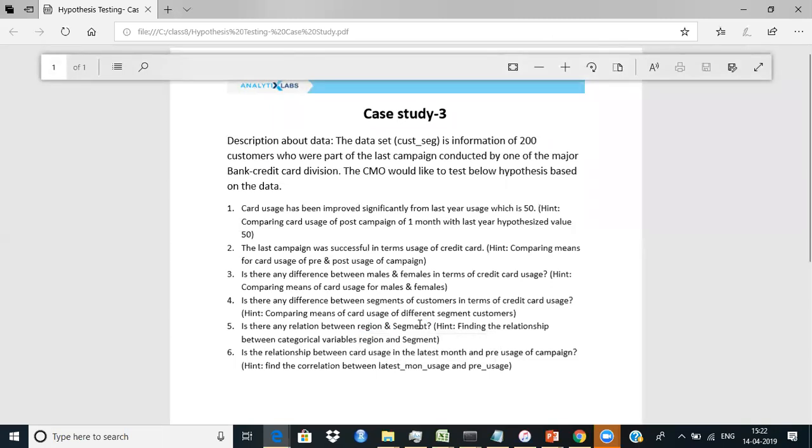Sir, when should we use covariance or correlation? You should never use covariance. The only place where you should use correlation is if you want to find the relationship between two continuous variables. Covariance we will not use. Covariance never.